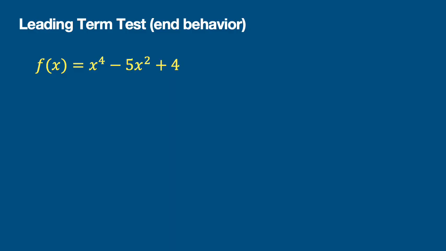Let's have another example of polynomial to check the behavior. Look at this one, f of x equals x to the fourth power minus 5x squared plus 4. Check the degree and leading coefficient. That's the leading term, guys. Degree 4. Leading coefficient 1. Leading coefficient positive.